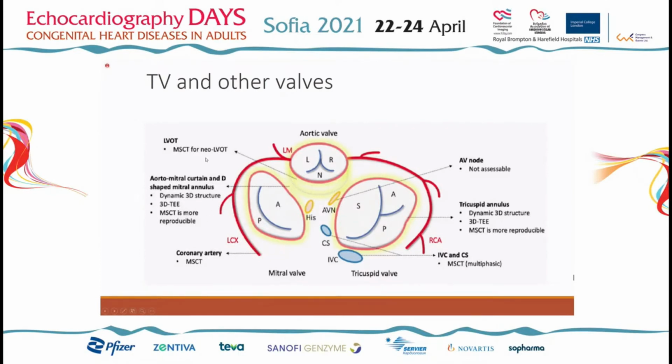Also the atriomitral curtain and the shape of the mitral annulus, where the AV node is, and how it relates to the coronary arteries, especially the right coronary artery and the coronary sinus. We can search for all of this in the patient.